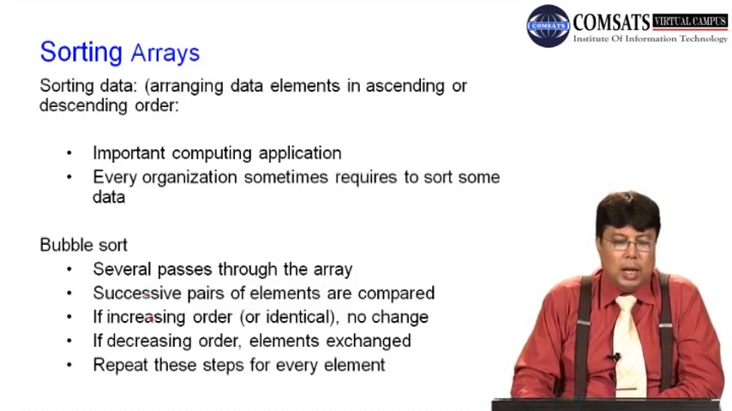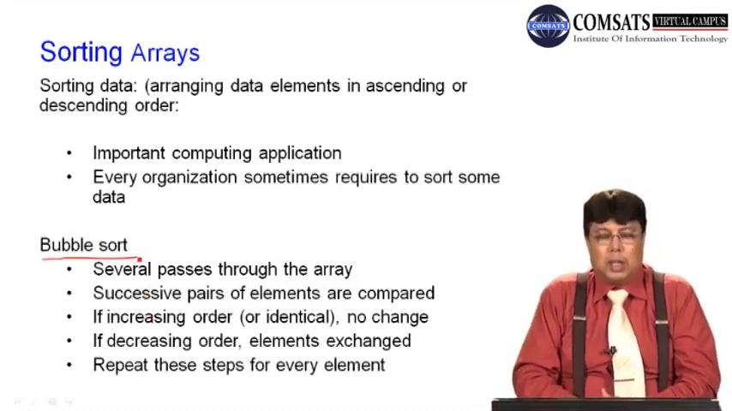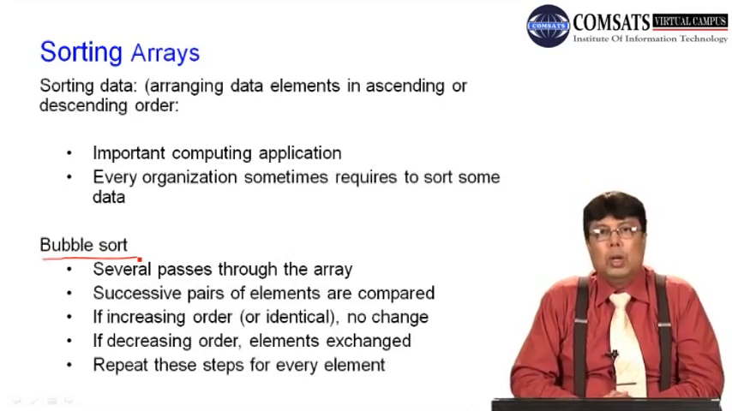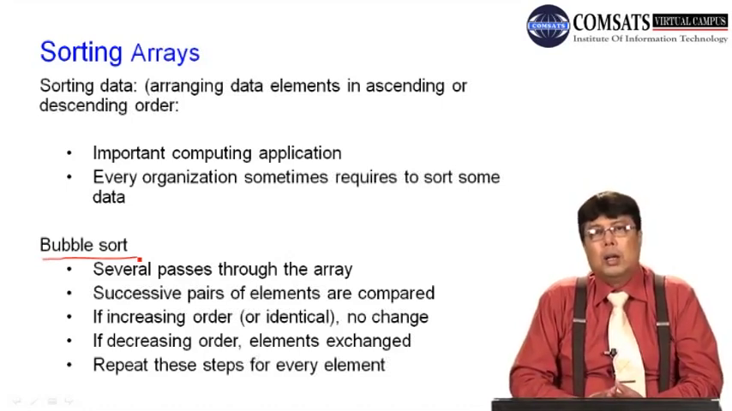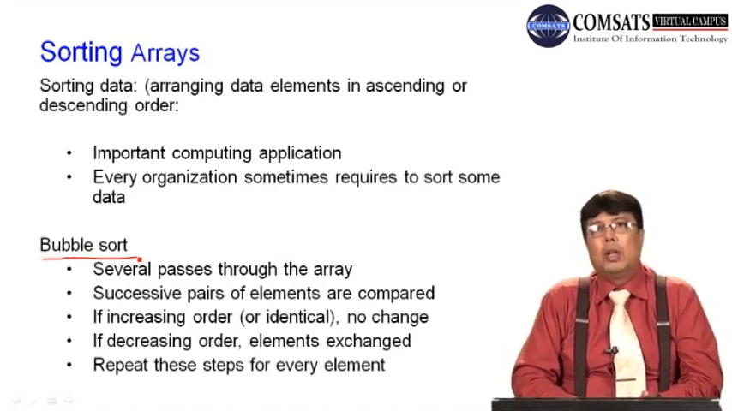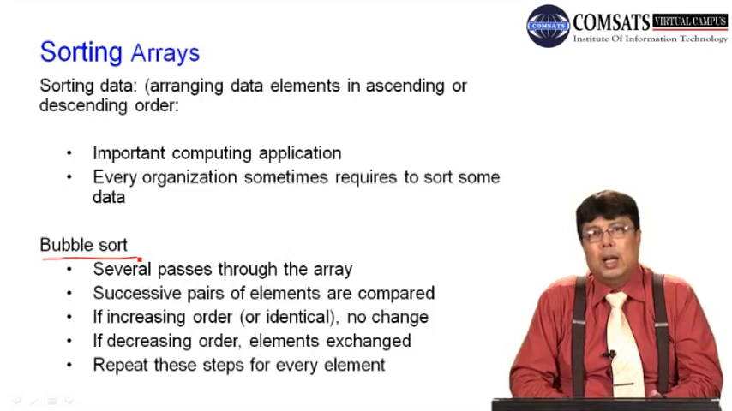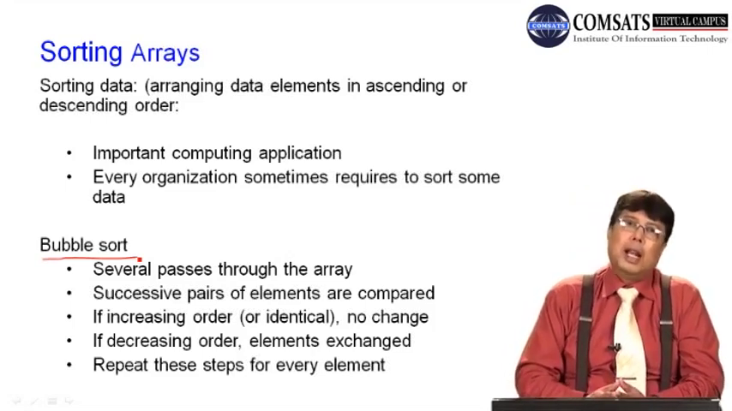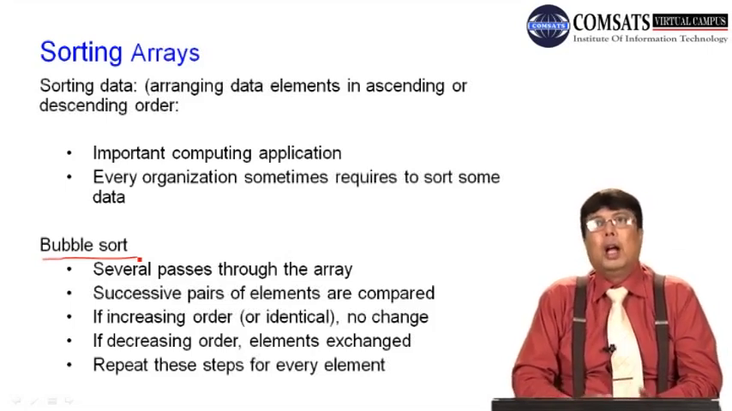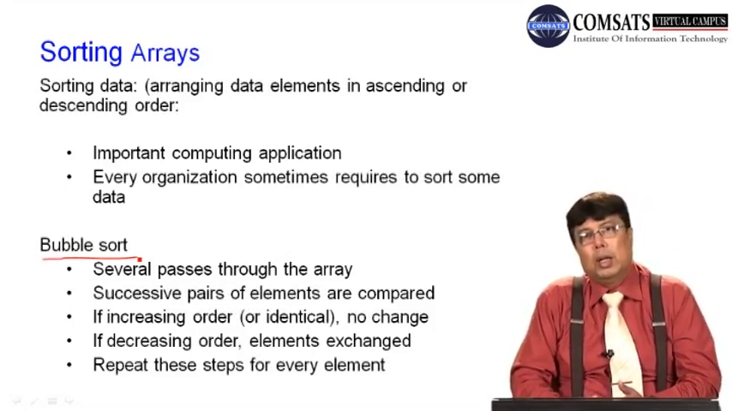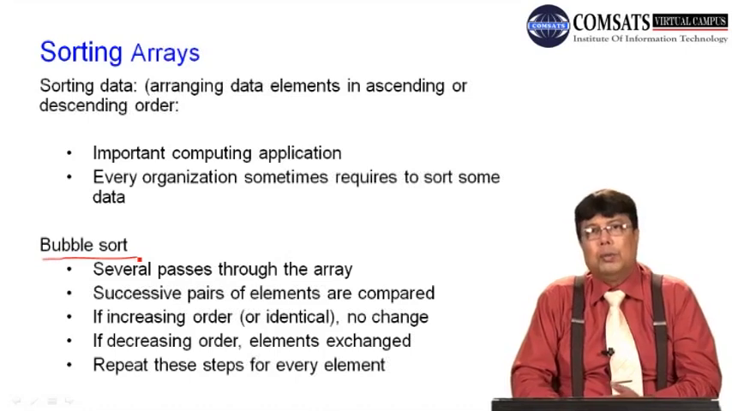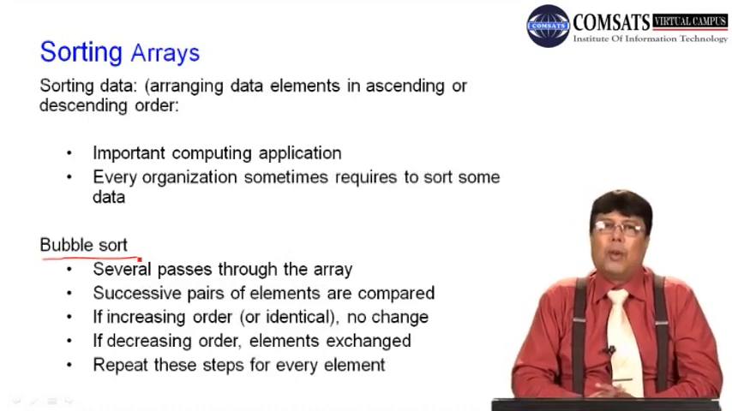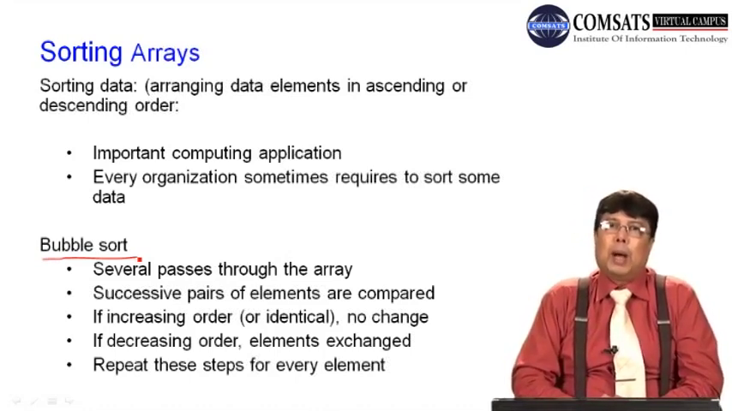One of the sorting techniques is called bubble sort. It's a very simple algorithm. What we do, we just go through the list and compare the first element with the second element. If they are not in order according to our desire, ascending or descending, then we put them in order. Then we compare the second element with the third element. If they are not in order, we put them in order. Then third with fourth, then fourth with fifth, then fifth with sixth. So finally we complete one pass.